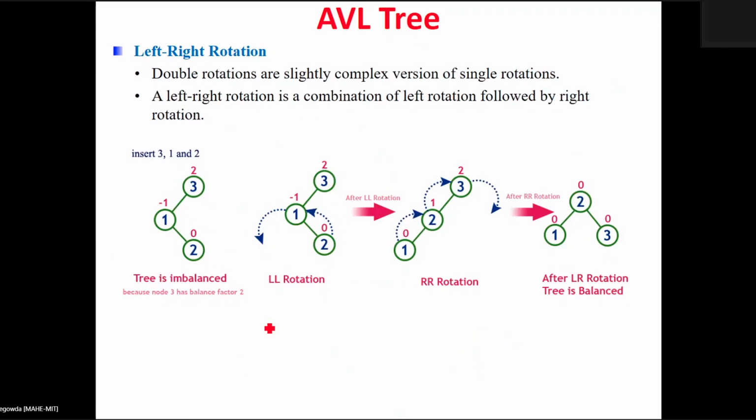Similarly, double rotations are slightly more complex than single rotations. It is nothing but a combination of 2 single rotations, a combination of left and right rotation or right and left rotation. Let us assume that you have nodes like this. The tree has 2 nodes, 3 and 1. Suppose you are trying to add a new node with key value 2. This node is going to become the right child of 1.